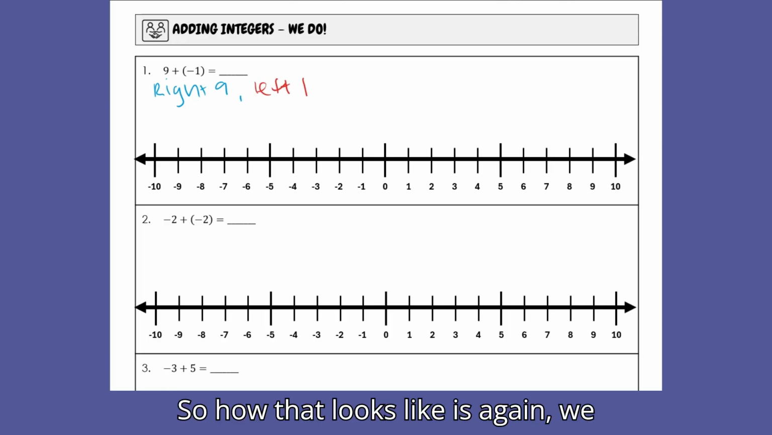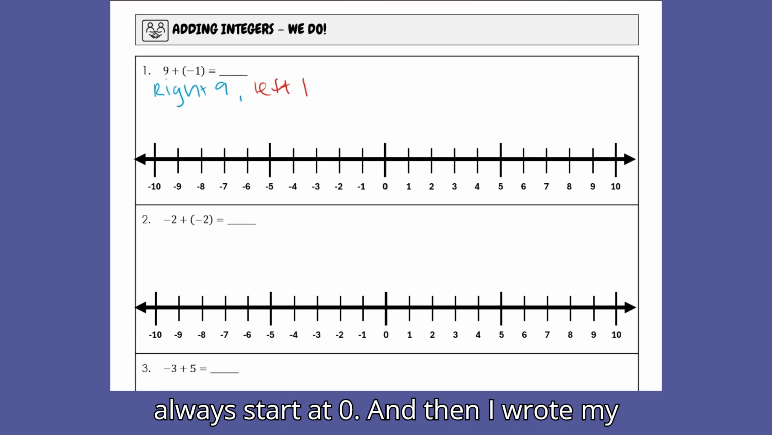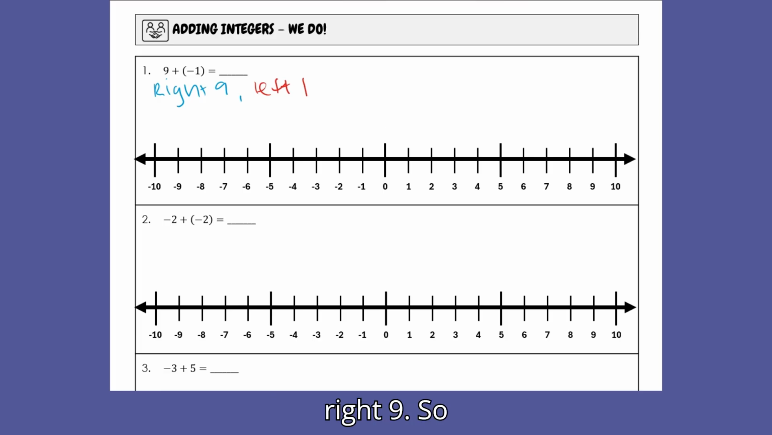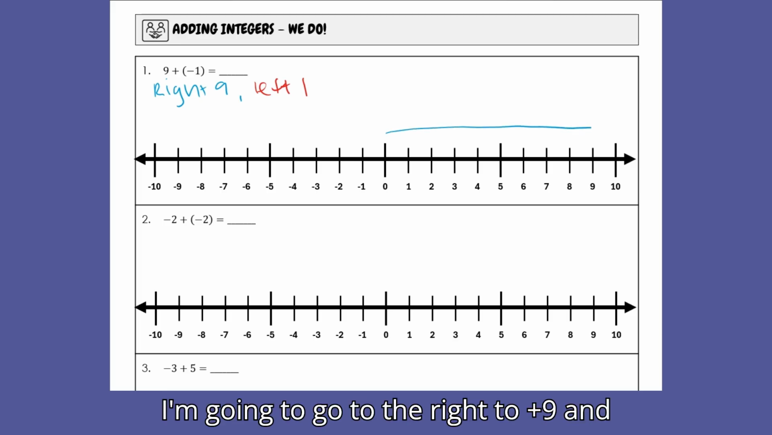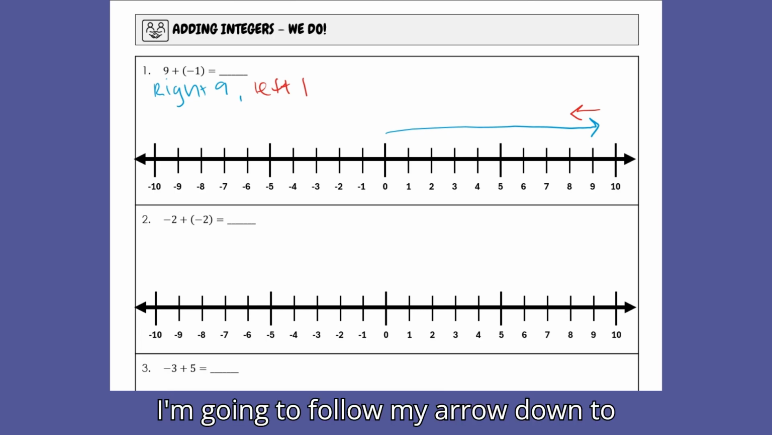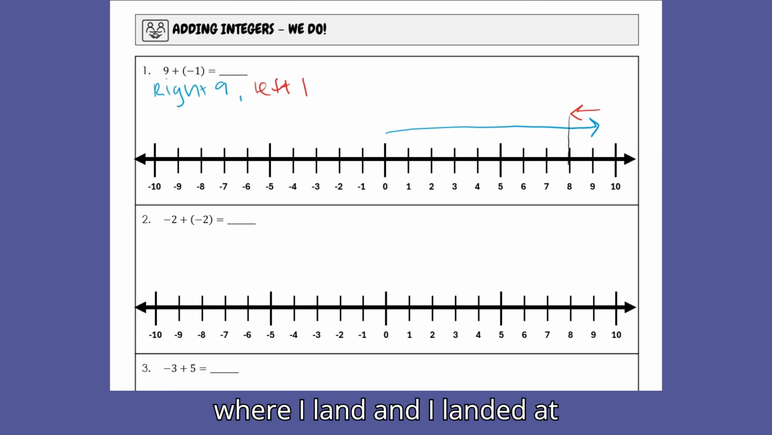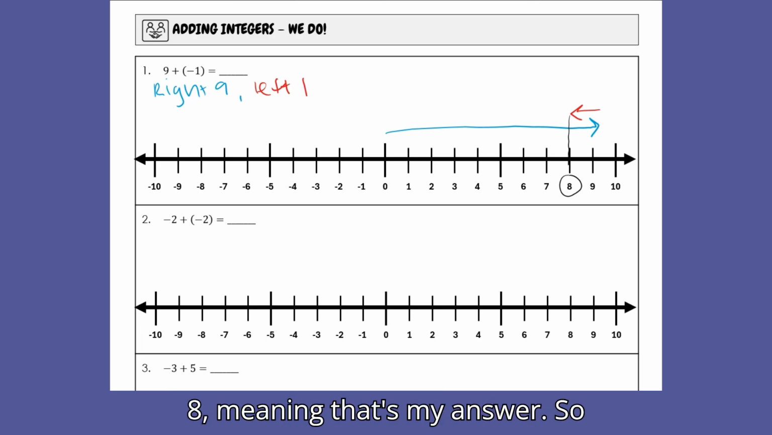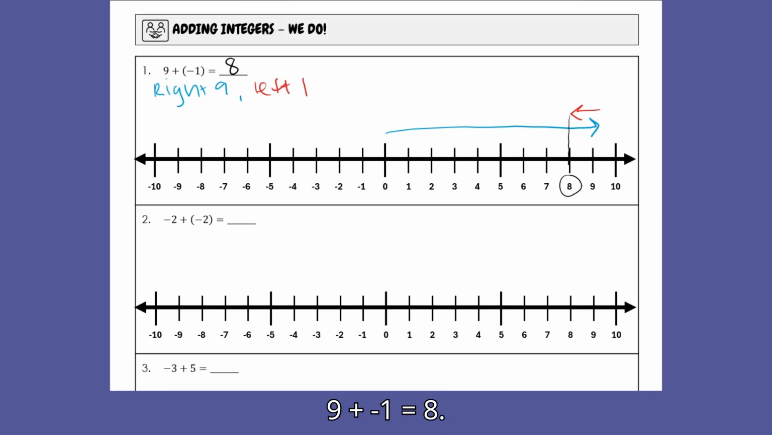So how that looks is, again, we always start at 0, and then I wrote my instructions. I'm going to go to the right 9, to positive 9. And then from positive 9, I'm going to go to the left just 1. I'm going to follow my arrow down to where I land. I landed at 8, meaning that's my answer. So 9 plus negative 1 equals 8.